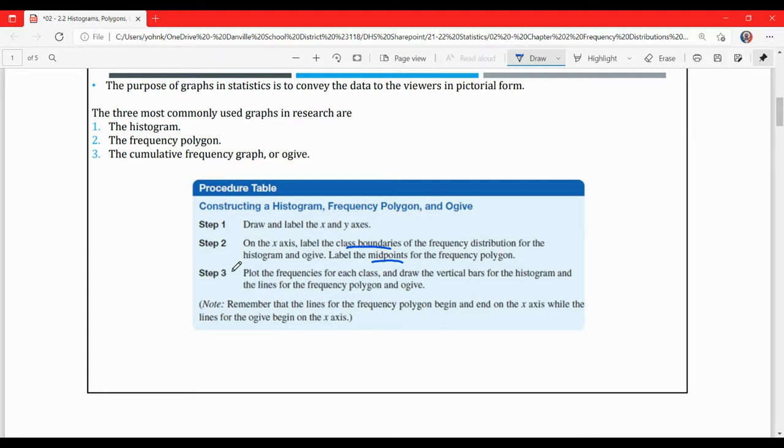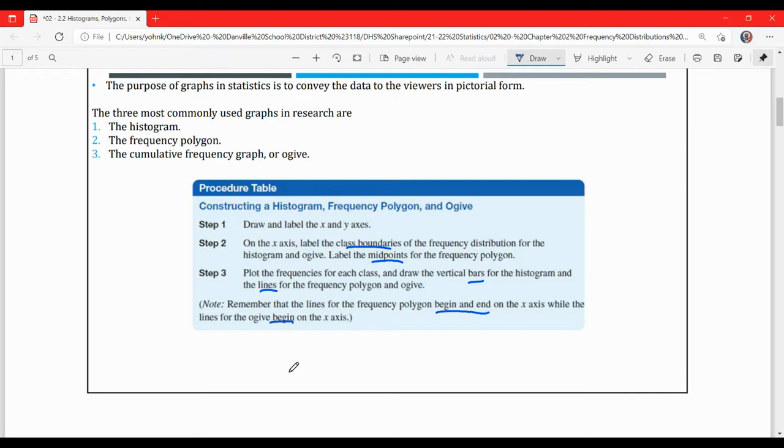Step number 3, we're going to plot the frequencies for each class and draw vertical bars for the histogram and the lines for the frequency polygon and ogive. So we have bars for the histogram and we have lines for the frequency polygon and ogive. Also remember that the lines for the frequency polygon begin and end on the x-axis, while the lines for the ogive begin on the x-axis.